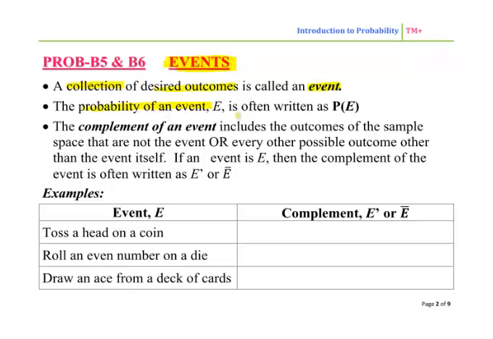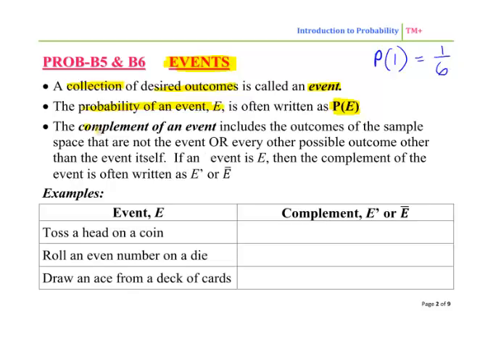The probability of event E is often written as P(E). So if I was looking at rolling a single die, I might look at the probability of rolling a 1, which would be 1 in 6.